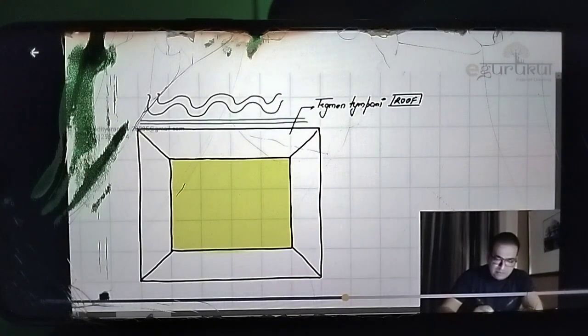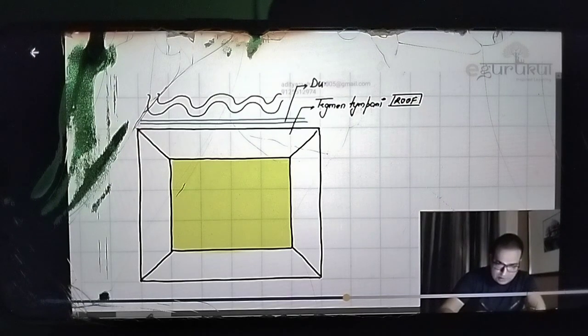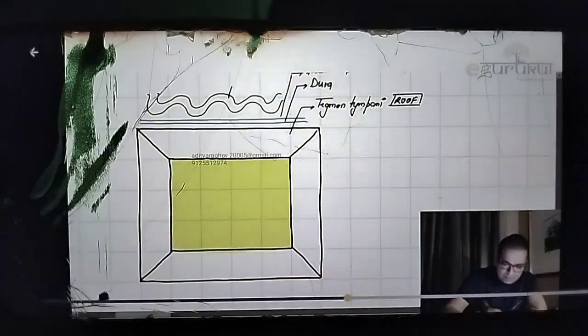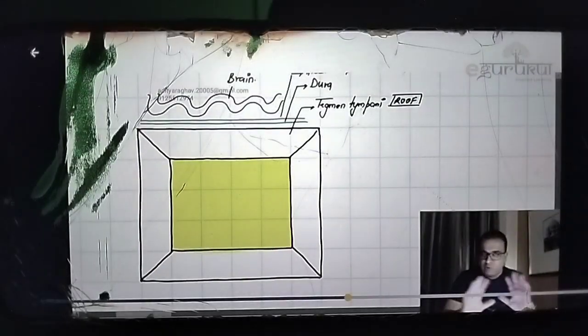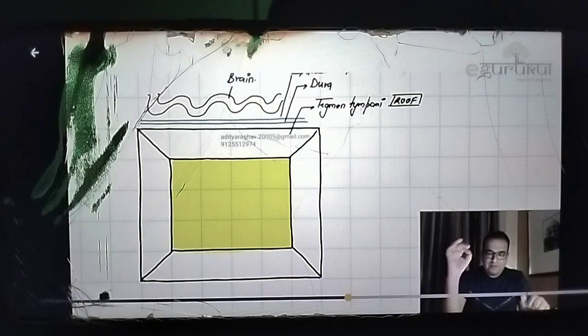So the tegmen tympani is a thin plate of bone which is separating the middle ear, everything below is the middle ear, from the meninges above. Let's say D is for the dura mater, this blue here is for the arachnoid mater, and as you know, the pia mater is adherent to the brain, so this is the brain here. Basically, the temporal lobe is present in this region. So that's all about the roof. The roof of the middle ear is formed by the tegmen tympani.